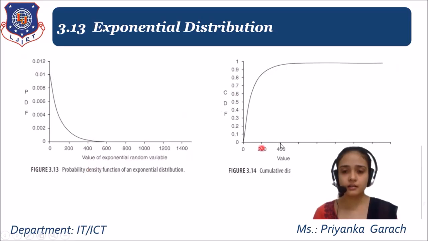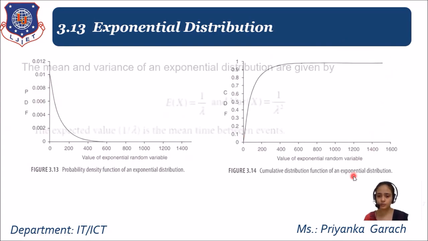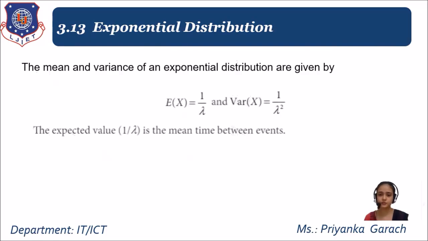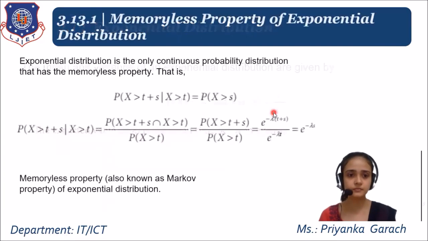Now this is the graph showing the PDF and the CDF. This is the curve of the exponential distribution for the PDF, and this is the curve of the exponential distribution for the cumulative distribution function, that is, the CDF. Now over here we will see the mean formula, that is 1 upon lambda. What is 1 upon lambda? It is the mean time between the events. So this is the formula for the exponential distribution, the mean and the variance.